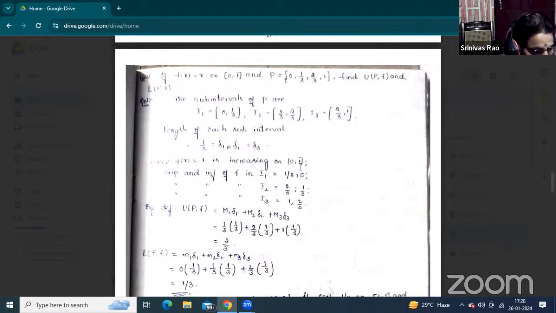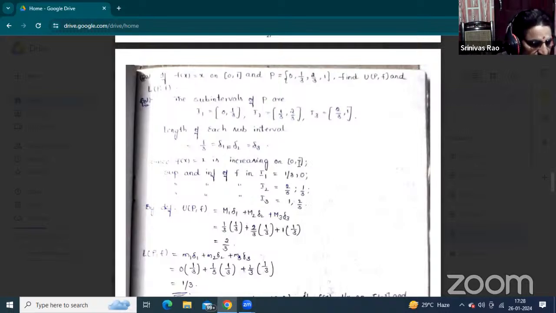Now, good afternoon to everybody here. Today we must explain how to find the upper Riemann sum and lower Riemann sum, and the upper Riemann integral and lower Riemann integral, and their problems.